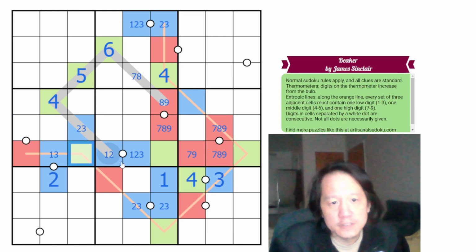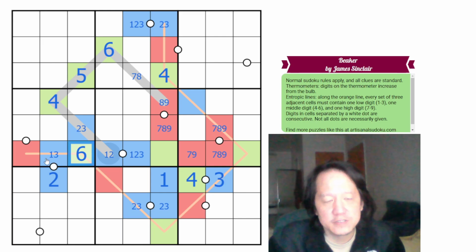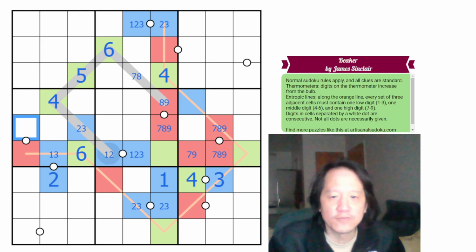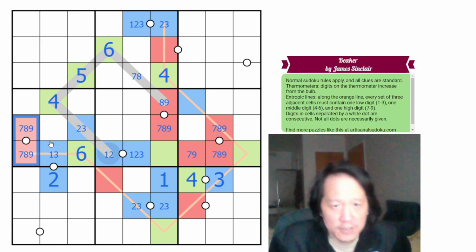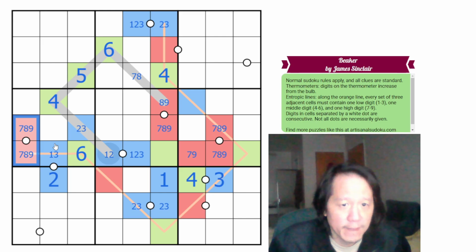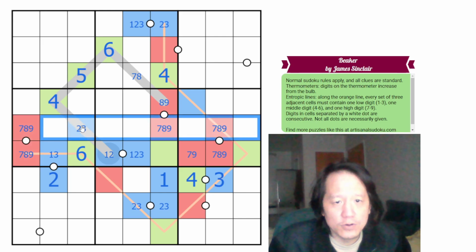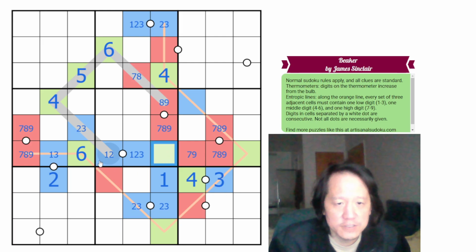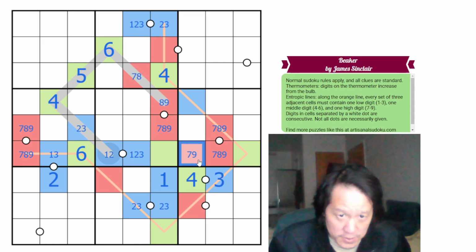Let's see. This cannot be 4 or 5, and it has to be a middle digit, therefore this must be 6. Now, highs can only be next to high digits or a 6. Therefore, since we already have a 6 in this box, this has to be a high. So therefore, this also has to be 8 with 7 or 9. We're not sure which, though. Therefore, we have all the high digits in row 5. We have all the low digits in column 5. And this also is a high digit.